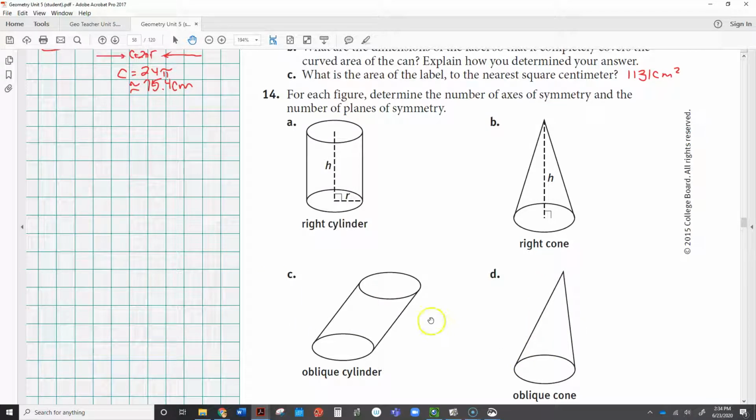Okay, now I spent probably an hour looking for examples for these last two. Couldn't find one. So all I'm going to do is tell you what the Springboard book says the answer is and tell you that I don't see it. So it says for each one of these, give the number of axes of symmetry and the number of planes of symmetry. Okay, well, we've seen this one.